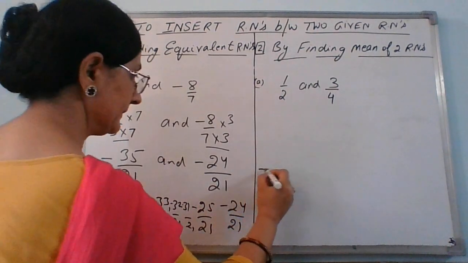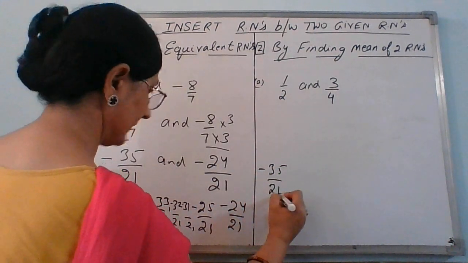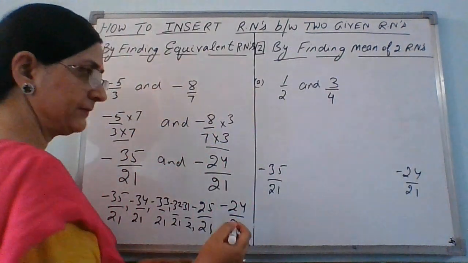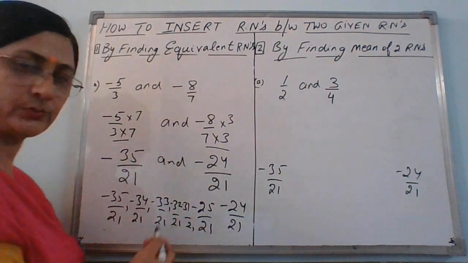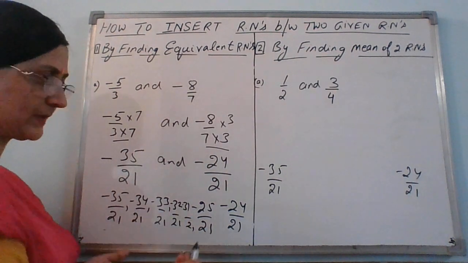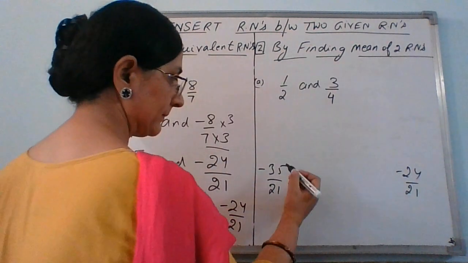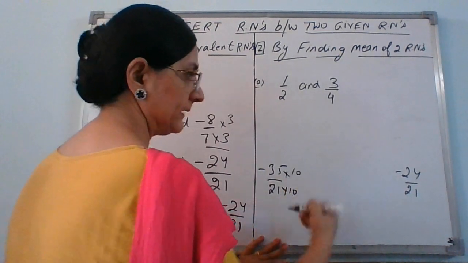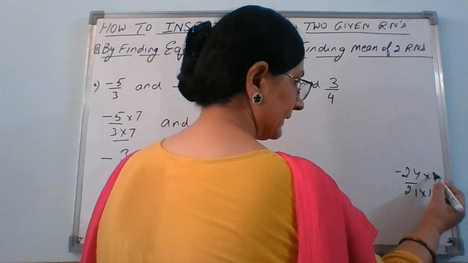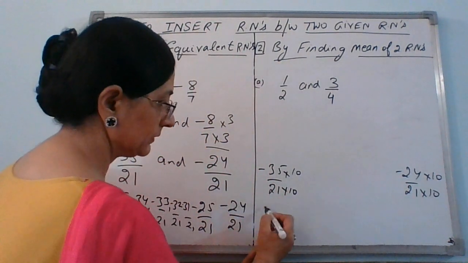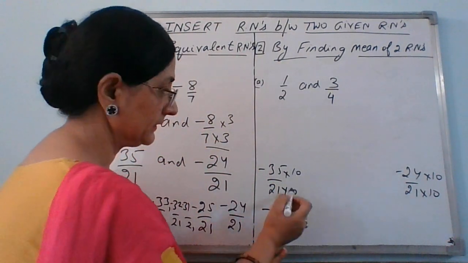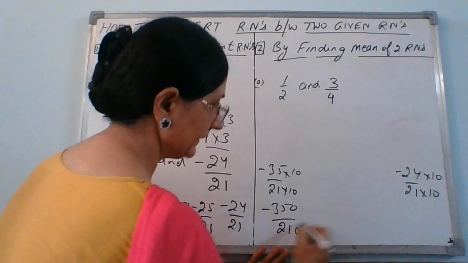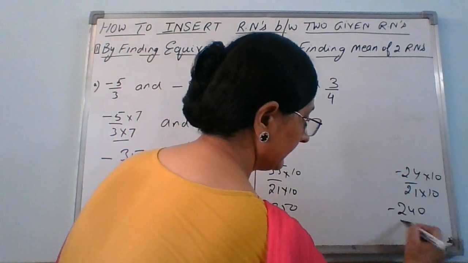Then let me write here 35 by 21 and here it's 24 by 21, right? If I have to write 20, I can't write 20 rational numbers out of these values, right? So what I have to do, I have to multiply it by 10. So let us do that. Multiply this by 10, multiply this by 10, make a big number. No issue. But do the same operation here and there also. So it will be minus 350 by 210 and here it will be minus 240 by 210.